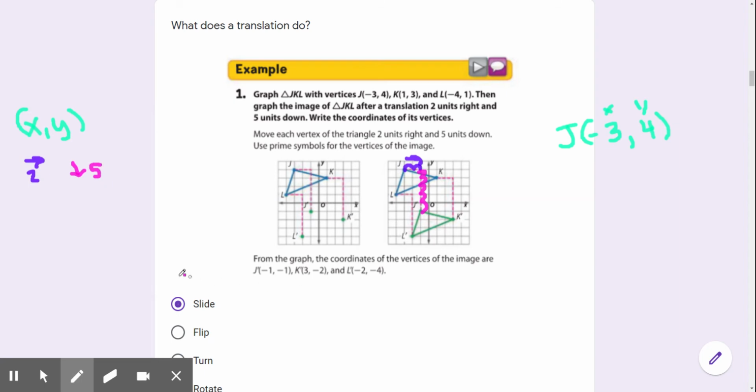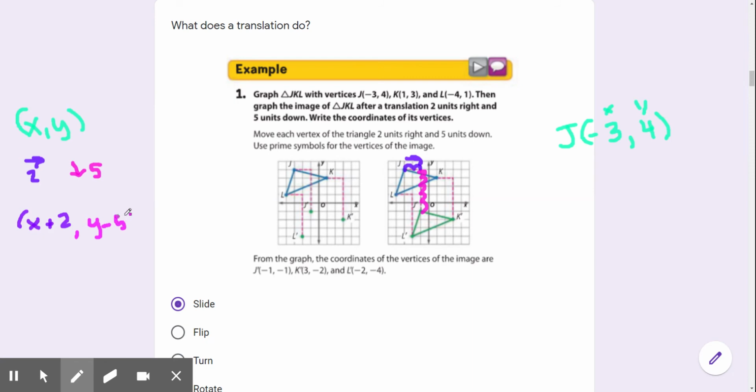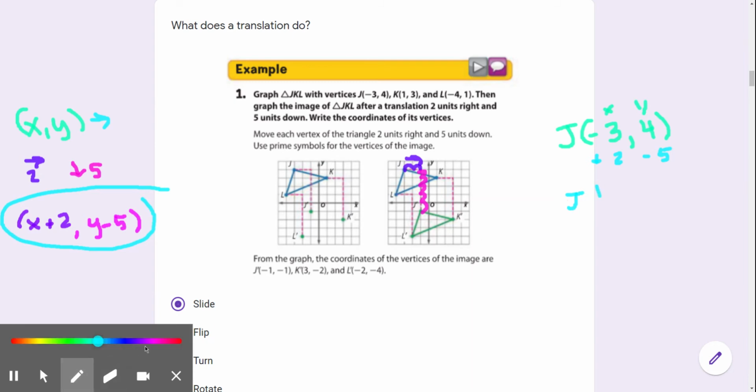So how do I write that in math? Well, let's see. We talked about your x and your y. If my x moves to the right 2, that means I'm adding 2. And my y, if I'm going down, that's subtracting 5. So that's my rule. This is what we're going to focus on today. We're focusing on the rule. So we started as x, y, and then our change turned into x plus 2, y minus 5. So we did plus 2 and a minus 5 to end up at J prime, which is at -1, -1.